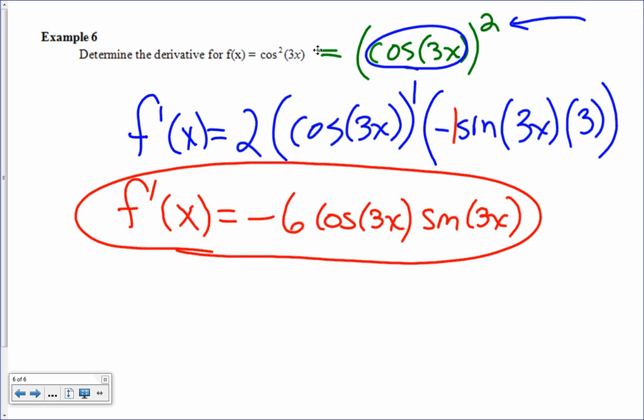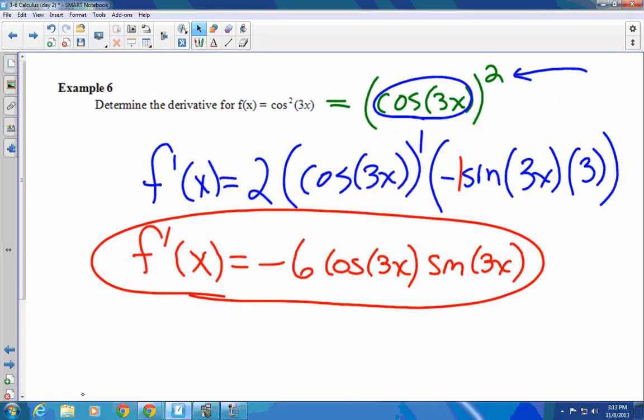The cosine squared of 3x graph or the derivative graph? Yeah, somebody was saying that the graph was kind of funky, and yeah, it is kind of weird. Yep. Oh, you want to be in radians when you graph trig. But it is still kind of a weird graph, but yeah.